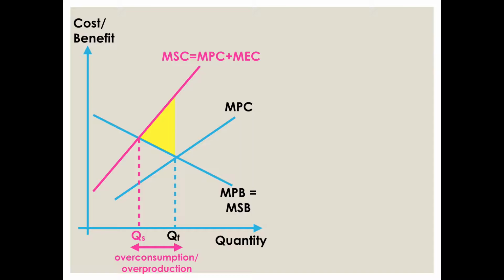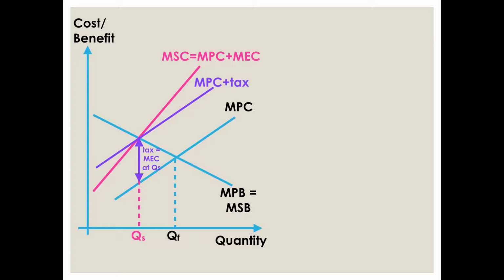What the governments can do is that they can implement a tax equivalent to the marginal external cost at QS. What this means is, and you need to look at the screen very carefully now, when a tax is imposed, this will increase the MPC to MPC plus tax. Now, you would have noticed that not only is the deadweight loss eliminated, the overconsumption or the overproduction is also resolved. Consumption and production now takes place at the socially efficient quantity.